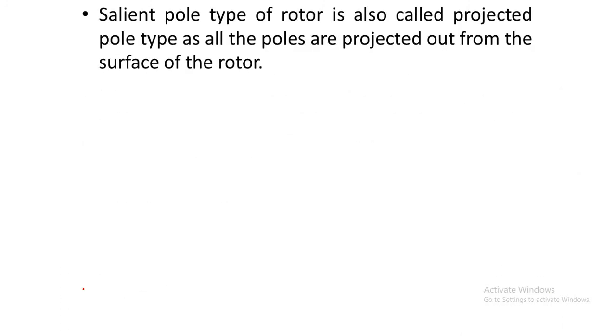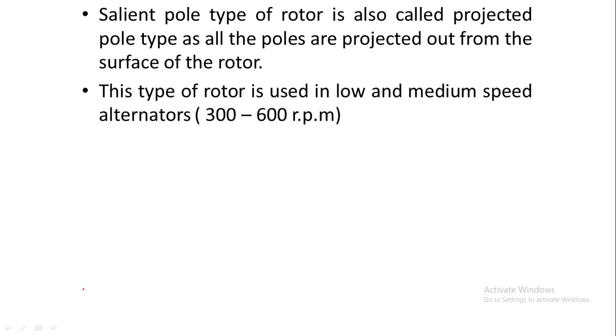The first point is it is also called a projected pole type of rotor, as the poles are projected outside from the surface of the rotor. And the second point is that this type of rotor is used in low and medium speed alternators that will be in the range of 300 to 600 rpm.